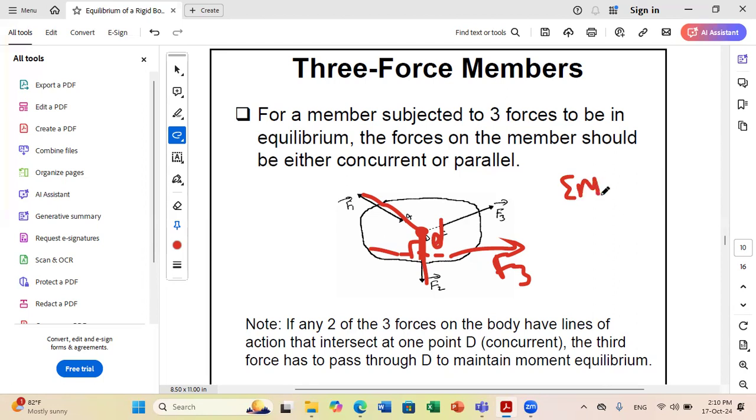And we know that to have equilibrium on a rigid body, in 2D and 3D, we have two conditions: sum of moment and sum of forces should be 0. About any point, if I take any point in space, sum of moment should be 0. So if F3 is not passing by D, sum of moment about D will not be 0, and then it's not possible to have equilibrium. Okay.